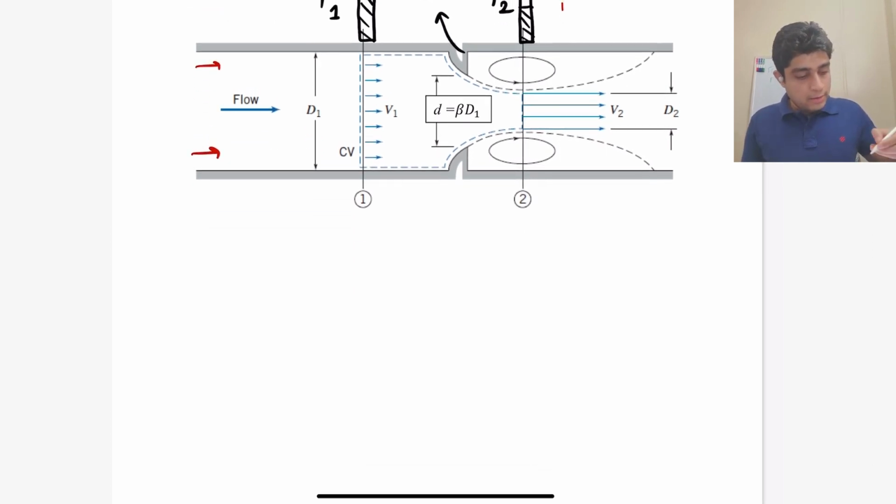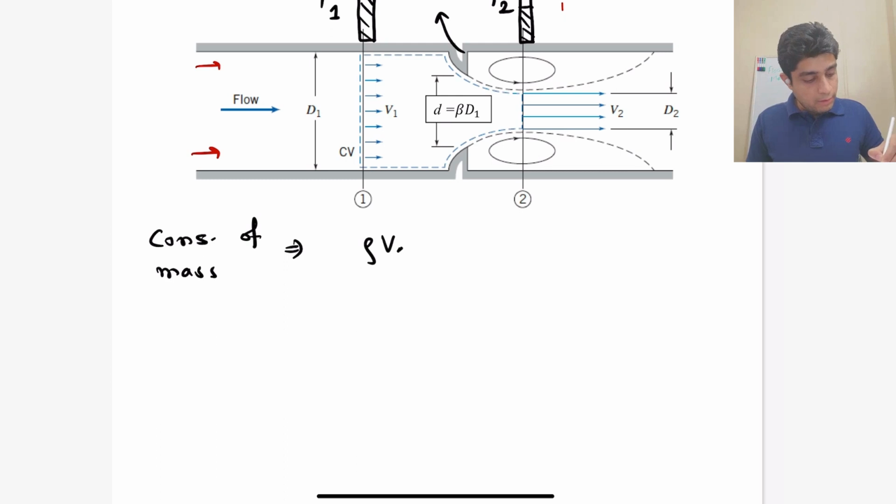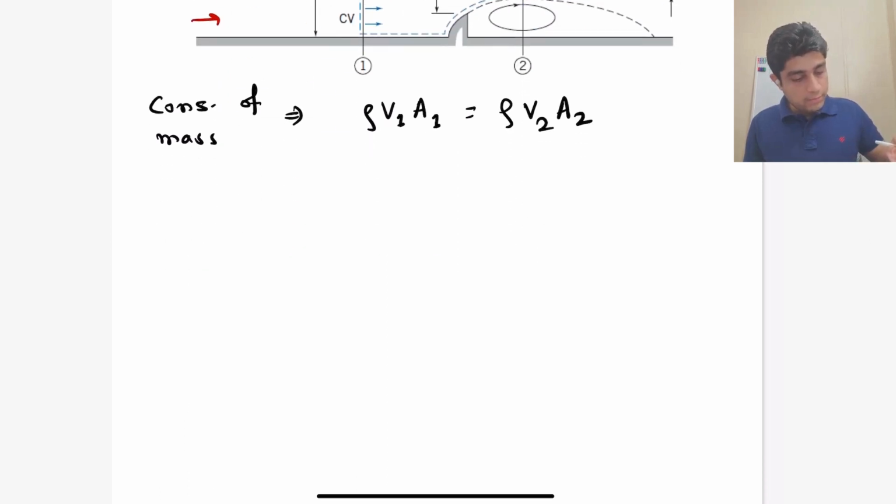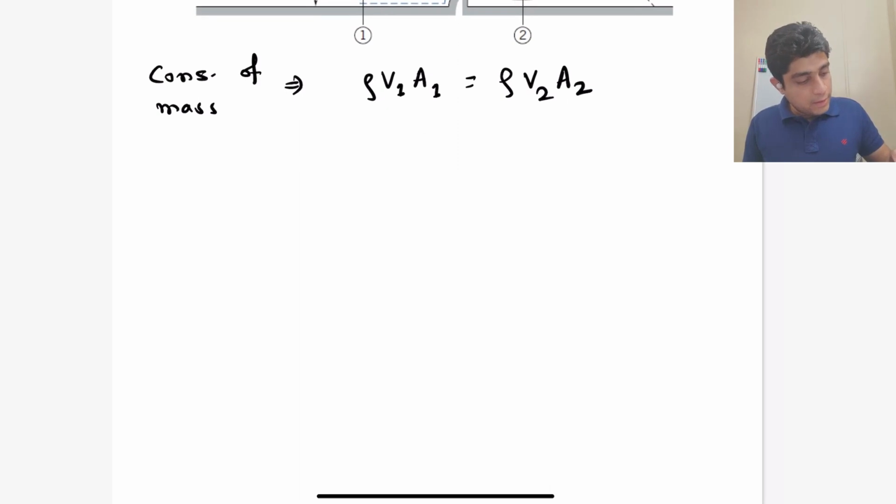So I can use conservation of mass first, because the same amount of fluid is passing. The mass flow rate is the same at point 1, at the throat, and at point 2. So rho times V1 times area at 1 is essentially equal to rho times V2 times area at 2. And we can also apply the Bernoulli equation.